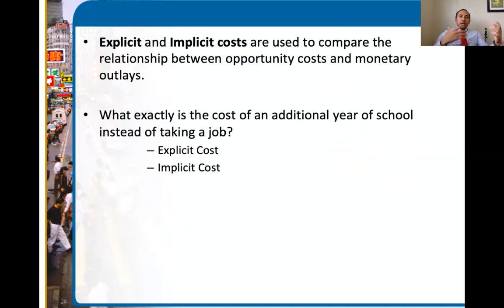Now, if we look at the relationship between explicit and implicit costs, both of them are highly related. It relates the opportunity costs of decision-making and monetary outlays. We're going to focus on the decision-making of attending school for a particular year versus, for example, taking a job in this particular time. We have the explicit expenses and the implied expenses, which are implicit costs.